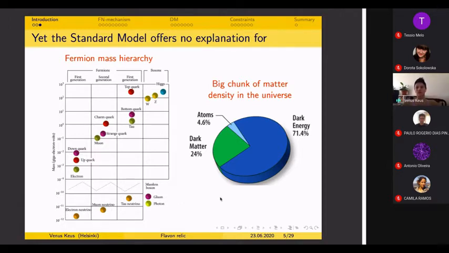On the cosmology side, we know that about 24 to 25% of the matter density of the universe is of something that we don't see. We call it dark matter, but none of the particles in the standard model have the characteristics that one expects from a dark matter candidate. So what I'm going to try to do is use one framework that would solve these two problems.